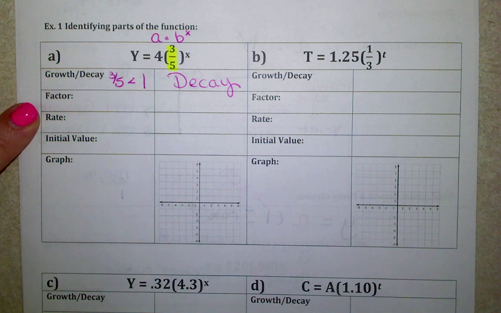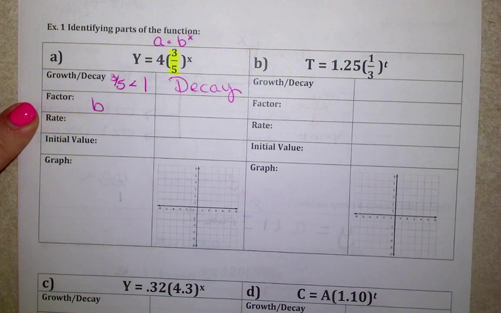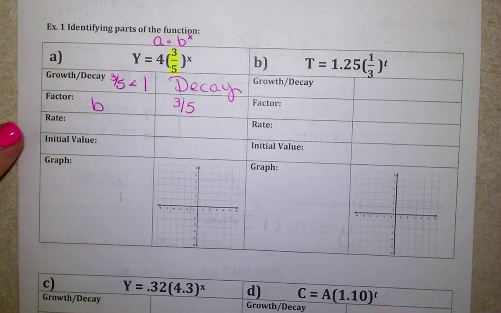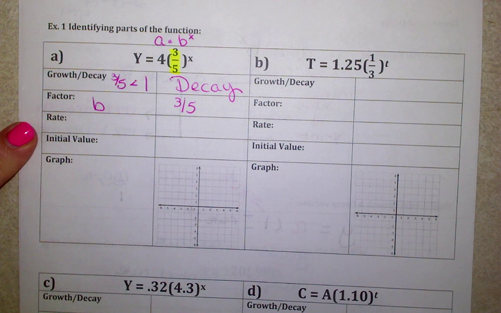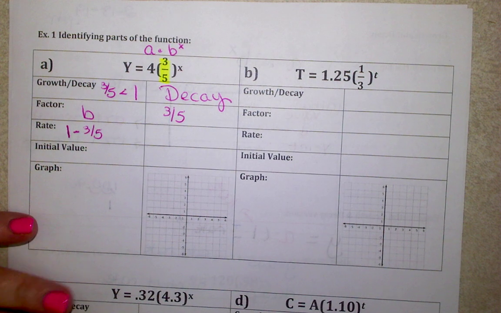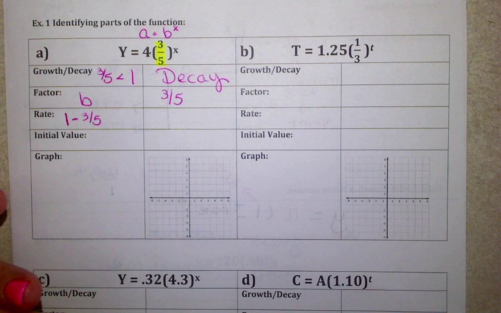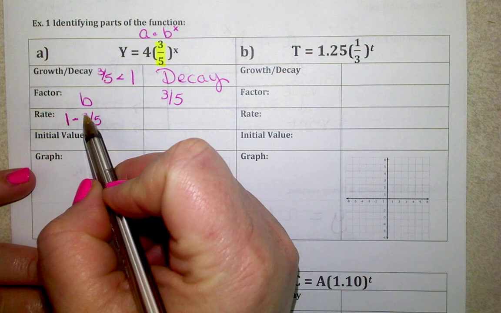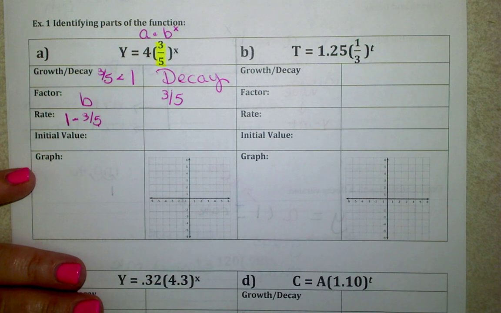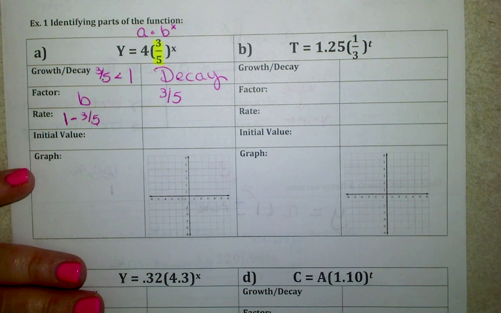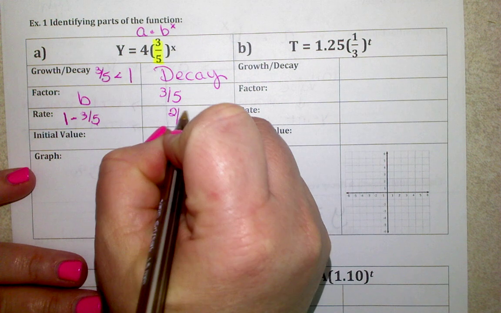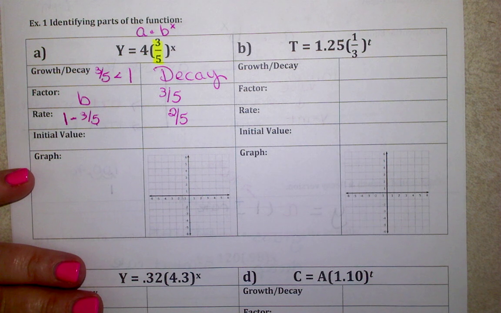All right, your factor. That is the b value. So in this equation, what is your b value? 3/5. All right, the rate. We're going to say 1 minus 3/5. Now, you could use the calculator, but we're just going to use common sense. If you're getting rid of 3 pieces out of 5, you're left with 2, so it would be 2 out of 5 or 2/5.